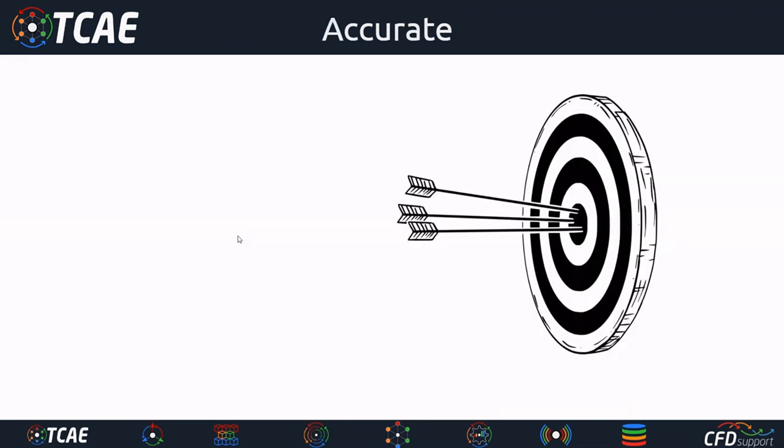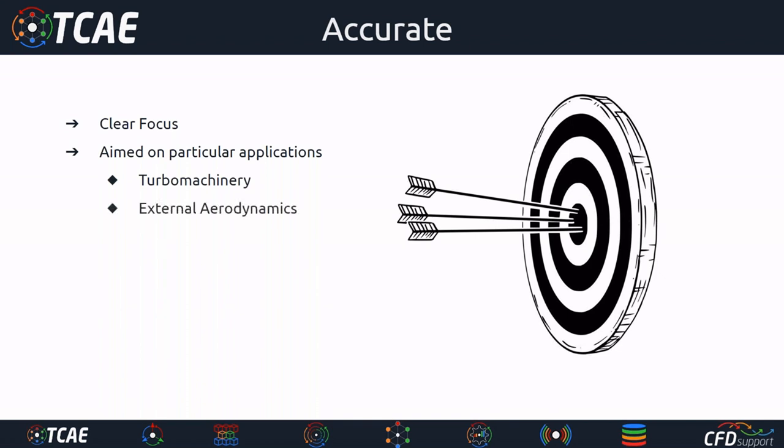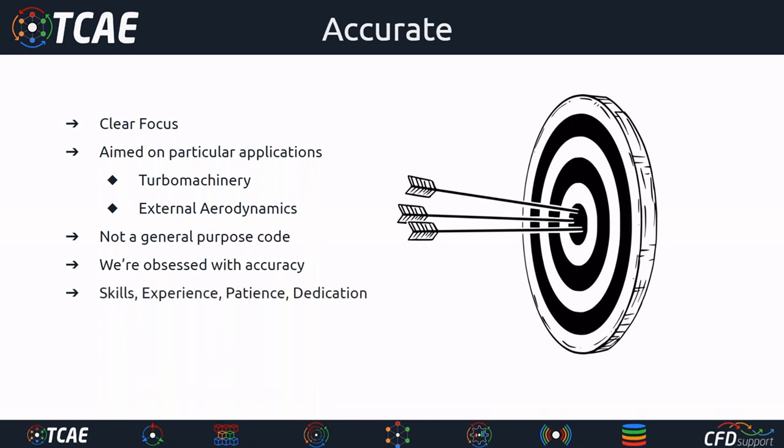Another big benefit is it's accurate. We always measure the accuracy. TCAE is focused on particular applications. It's not a general purpose code for everything. It's focused on turbomachinery and external aerodynamics, and that allows us to be accurate. Not general purpose on everything, but really, we are obsessed with accuracy, and it allows us to be accurate.